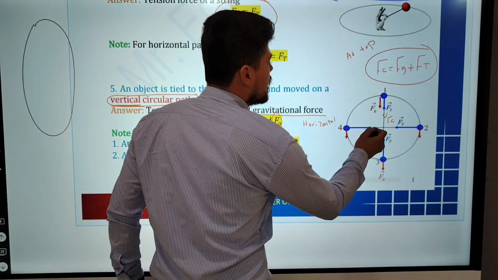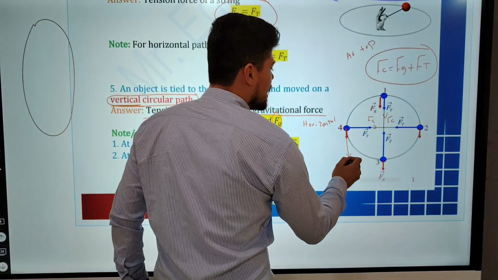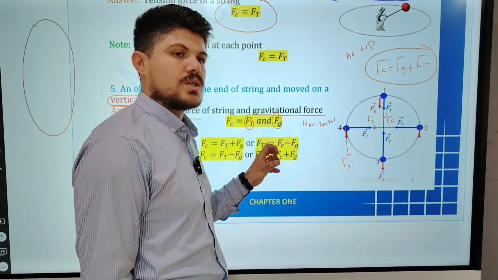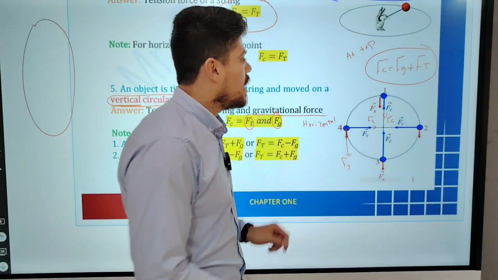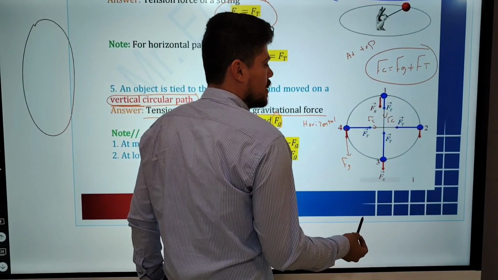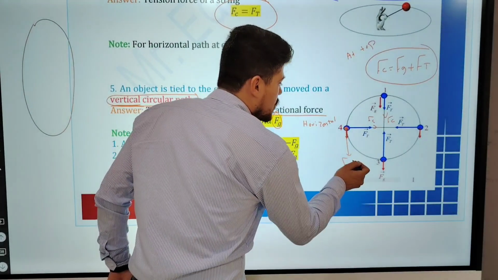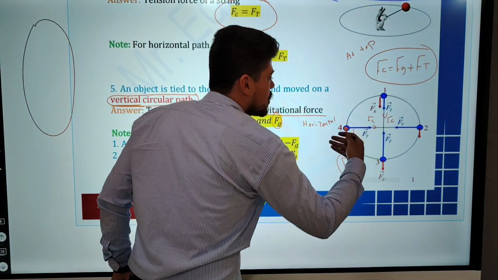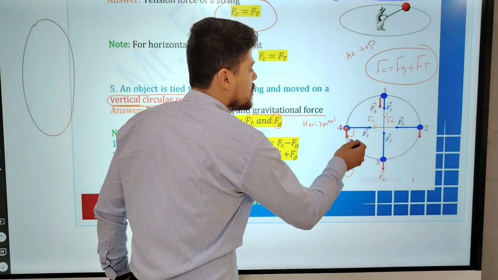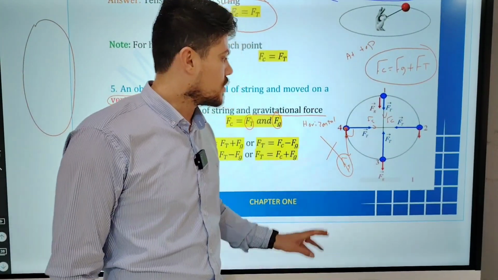At horizontal, only the tension force provides centripetal force. Why? Because gravitational force is not in the direction of the centripetal force or opposite the centripetal force. Why do we consider the direction of the gravitational force? Because it would be in the direction of the centripetal force. But when the object reaches the horizontal path, this force is not in the same or opposite direction as the centripetal force; it is perpendicular. For a perpendicular angle, we cannot count it as centripetal force.